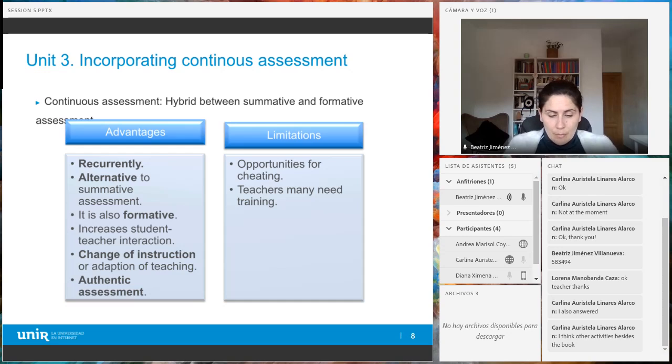Now, there are also some limitations, okay, when applying this continuous assessment. The first one is that the students are responsible for their own work. So this kind of assessment gives students many more opportunities for cheating, okay, especially if we ask them to do things at home, and bring the activities done, or bring writing already written from home, okay. So this gives the student the opportunity to cheat, okay.